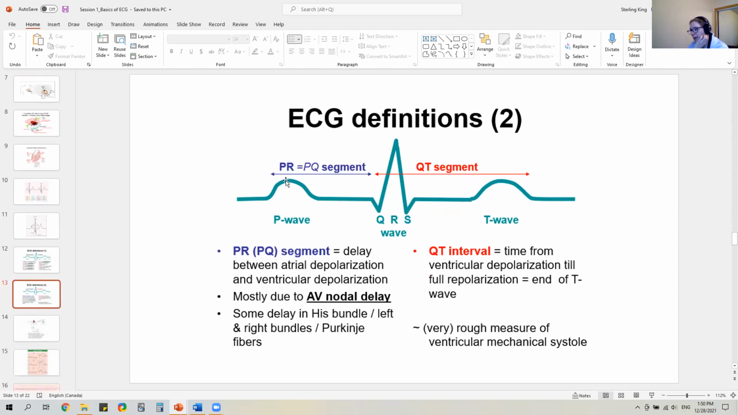Okay, so here we have again the PR segment, from the start of the P to the Q. Sometimes it's called the PQ segment. And there's a little bit of a delay. You can see this P wave goes, and then we have a delay, and then the ventricles contract with the QRS. That's due to an AV nodal delay. So the AV node delays the signal, and then it fires the ventricles. And then the QT is the time from the ventricles contracting to then repolarizing.